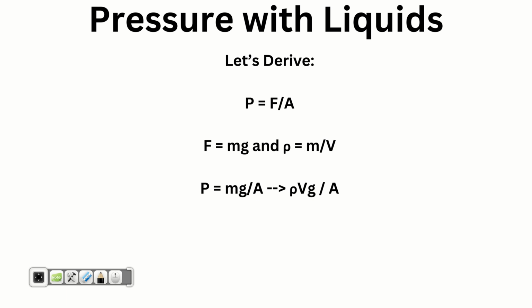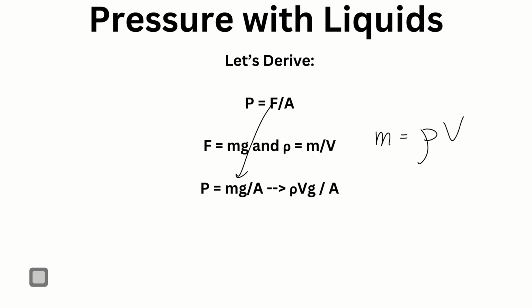So I'm going to replace F with mg. But I'm also then going to replace m. So m is equal to the density times the volume. That's where I'm getting this rho V. So I'm replacing m with rho V, the density of the fluid, the volume of the fluid, times g over the area that the liquid is taking up.